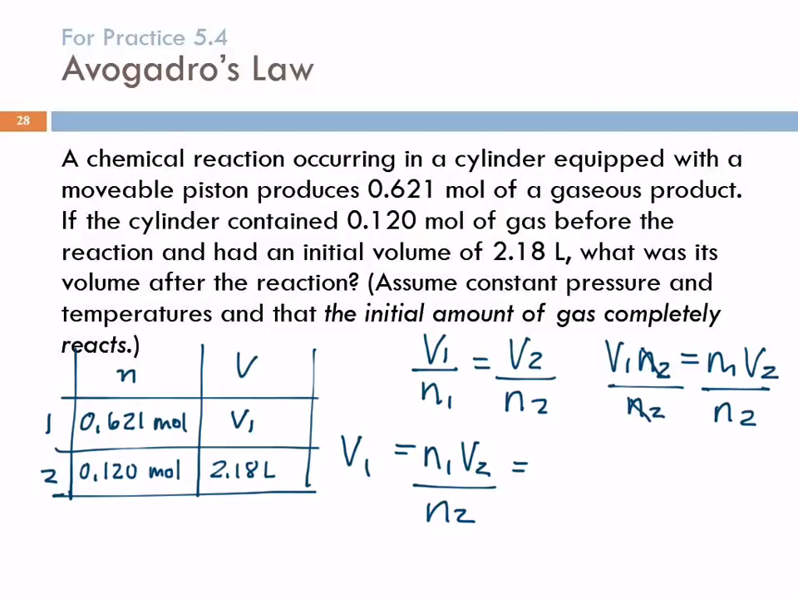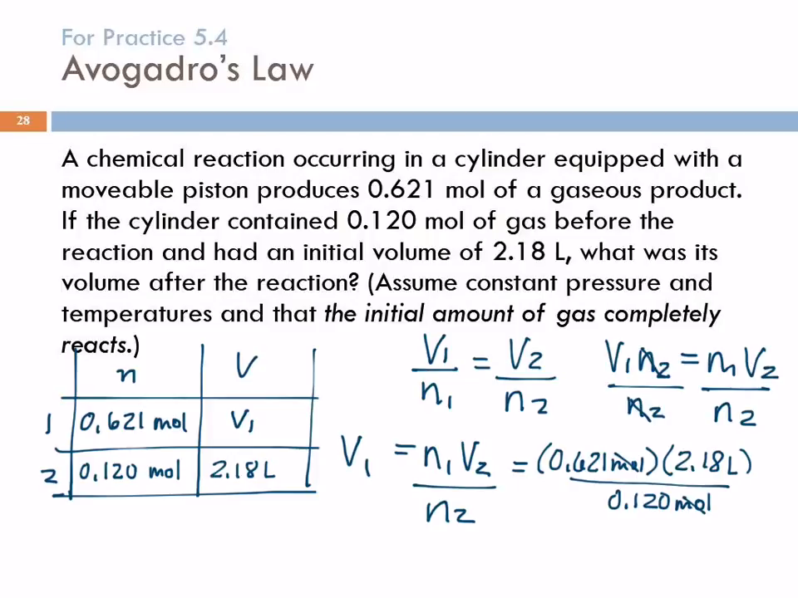Plugging the numbers in. N1 is 0.621 moles. Always include the units. Next we want V2. That's 2.18 liters. And we're going to divide this by N2, which is 0.120 moles. We check out the units, and the units cancel. Sometimes they'll do tricky things and give you milliliters for one volume and liters for another, and then you need to do some unit conversions.